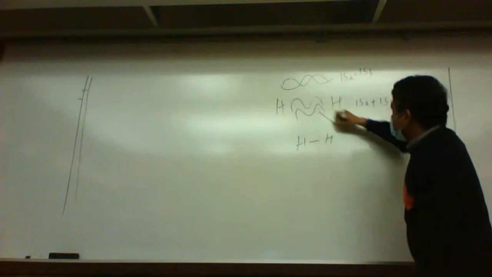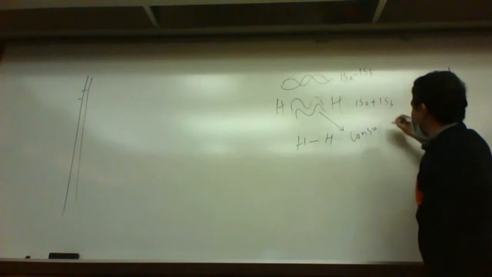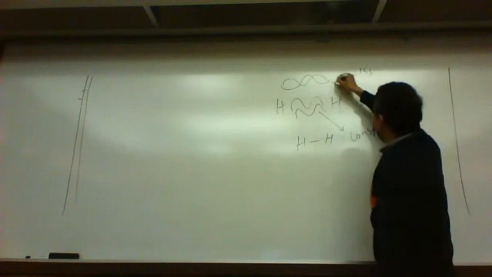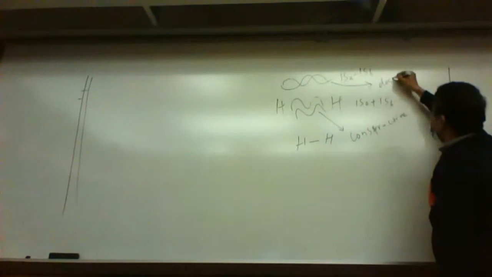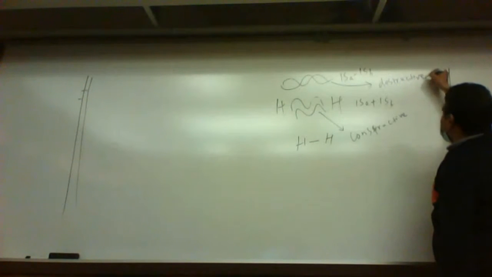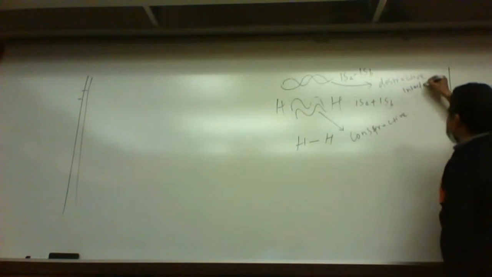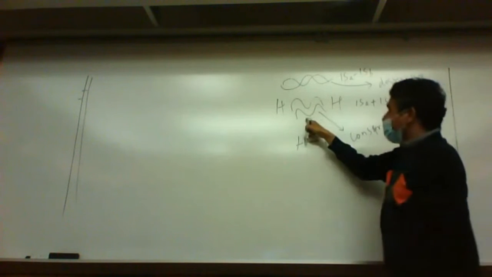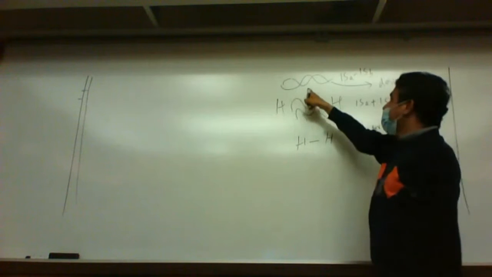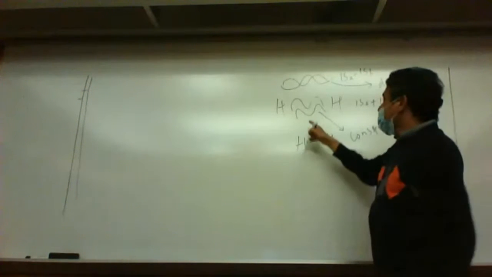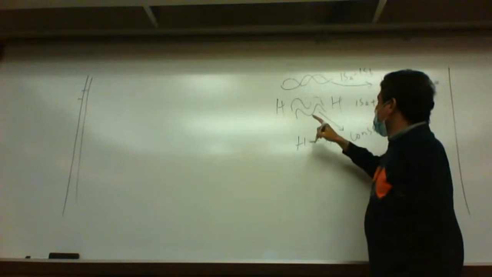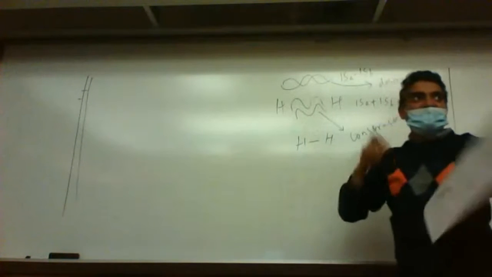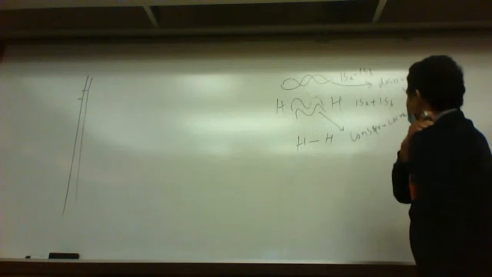So this is called constructive interference of waves. This is called destructive interference of waves. So these are two electrons. You see here, these are two electrons, and these are also two electrons. Sometimes there is one electron here and two electrons there, sometimes two electrons here and one electron there, sometimes one electron here and one electron there. So we'll look at those kinds of things later.